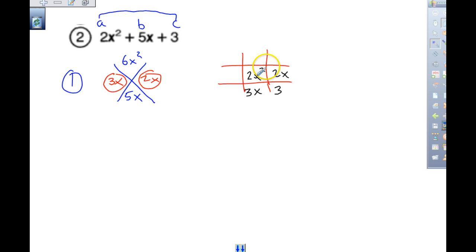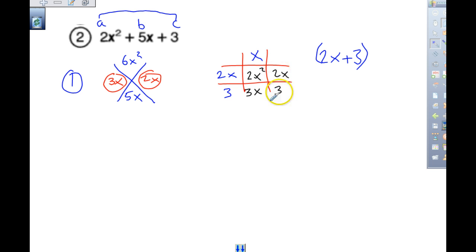GCF is 2x squared and 2x: 2x. There's 2 in both of them, and there's an x in both of them. GCF is 3x and 3: 3. And you can work backwards to get to the other one. So right now we're at an answer of 2x plus 3. So 2x times what is 2x squared? And 3 times what is 3x? The same answer. 2x times x, 2x squared, 3x times x, 3x.